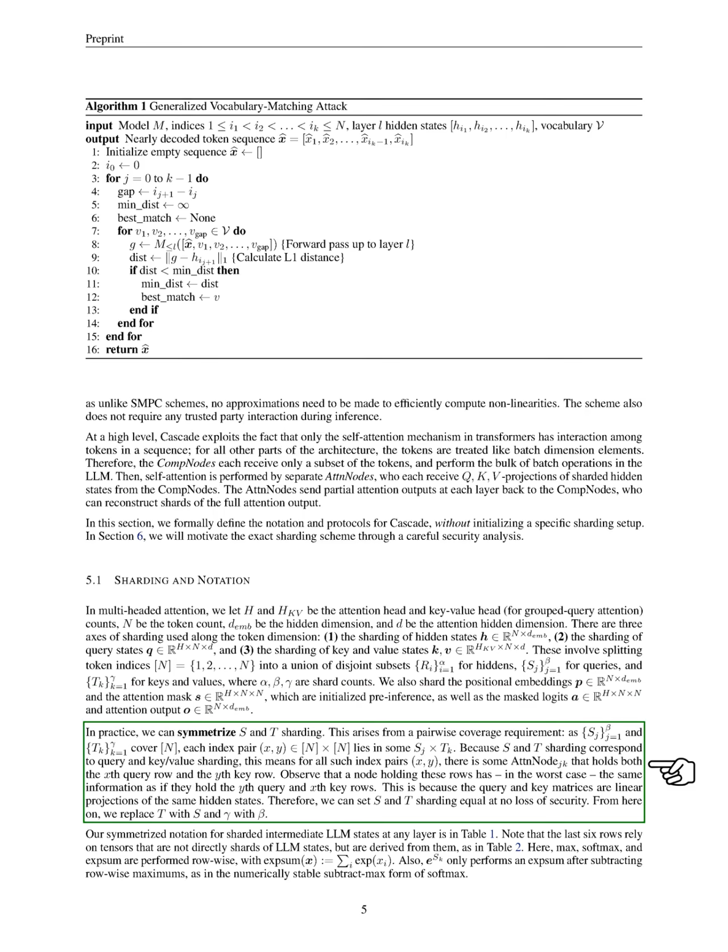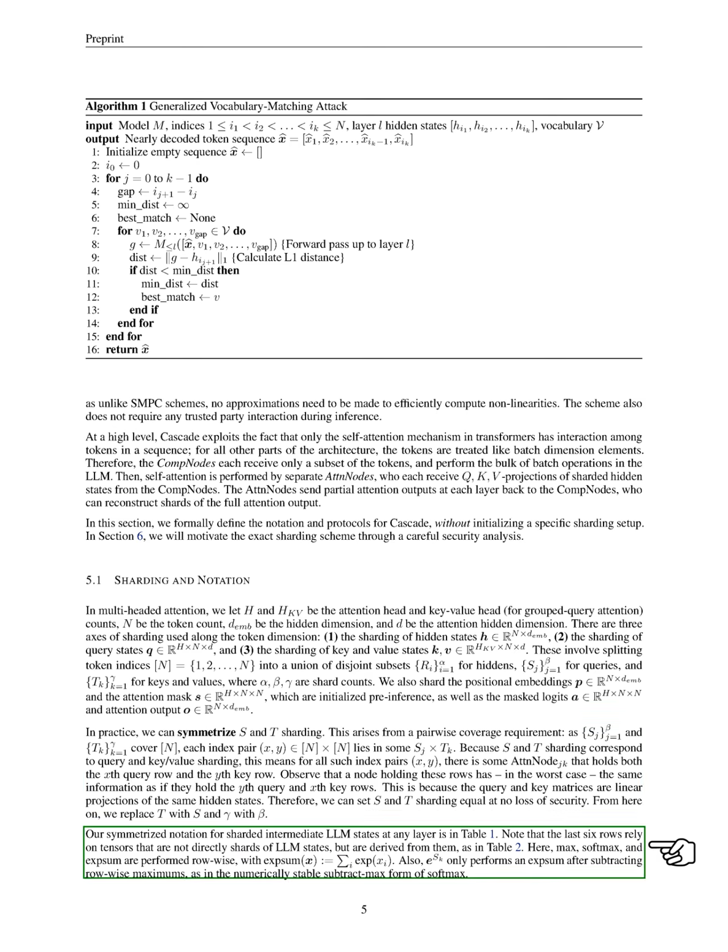This is necessary to ensure that every index pair is covered by some combination of query and key value shards. Since the query and key matrices are linear projections of the same hidden states, we can equate the sharding of queries and keys without compromising security. Consequently, we will use the same notation for both, simplifying our representation of sharded intermediate states in the model.